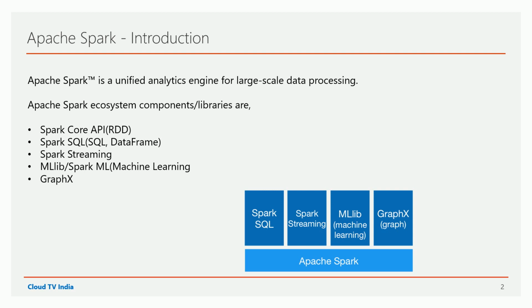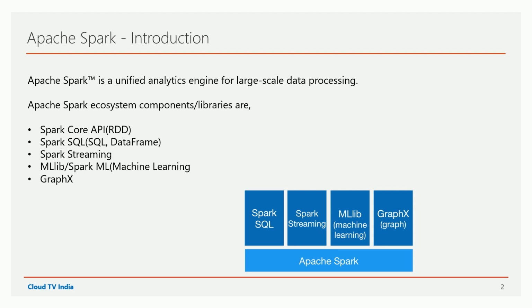Okay, so the underlying layer is called Apache Spark Core API. We call it the Core API, where you process your data in terms of an abstraction called RDD. I will explain RDD in the coming slide.